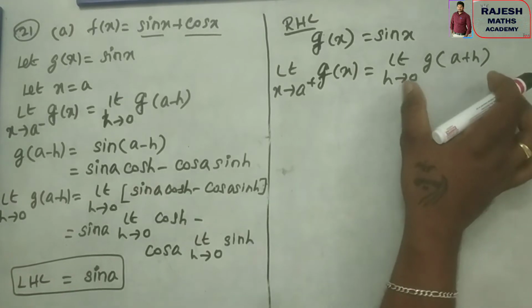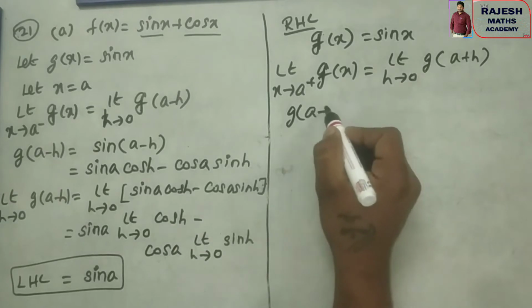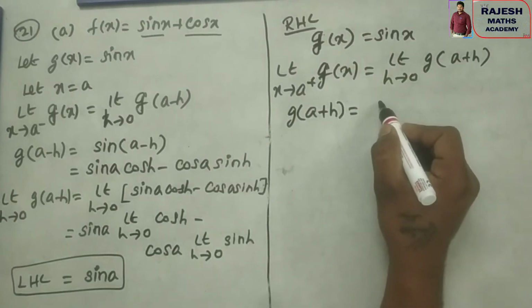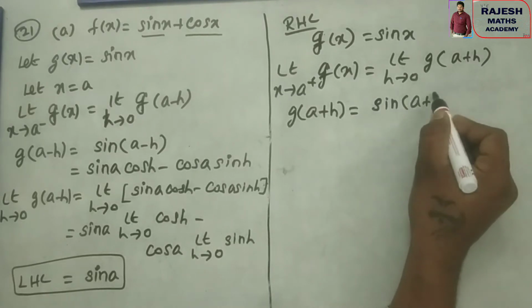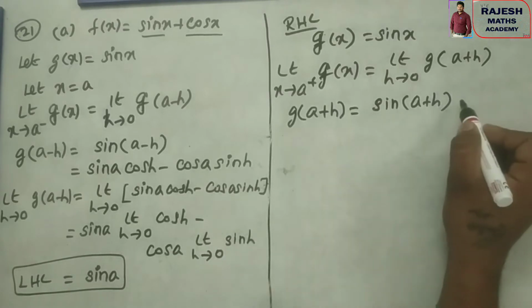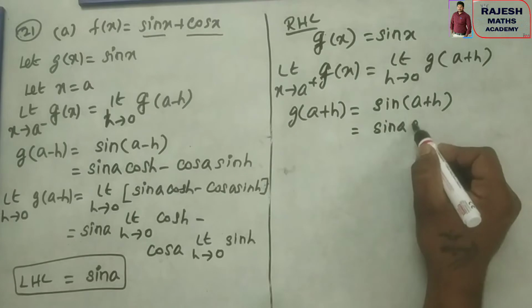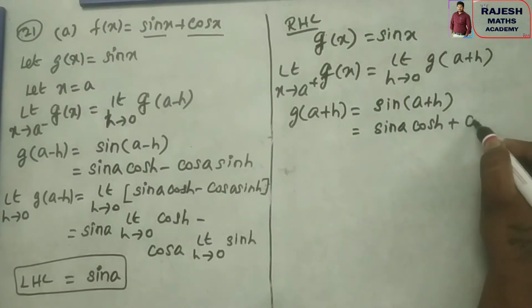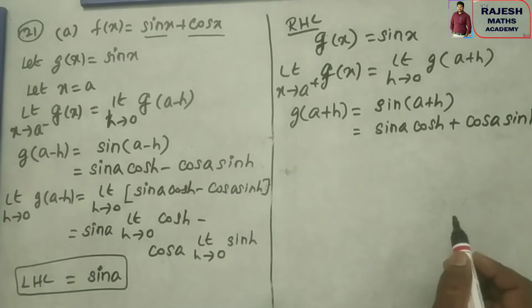Now I need to find the value of g of a plus h. So g of a plus h is equal to what? G of x equals sin x, so g of a plus h equals sin of a plus h. Now I will find the expansion of this value. Expansion of sin a plus b is sin a cos b plus cos a sin b. Now apply the limit.